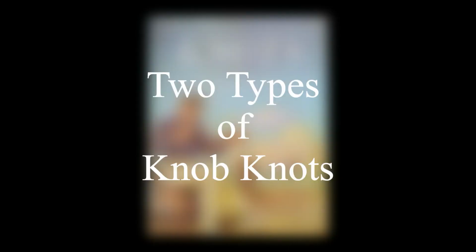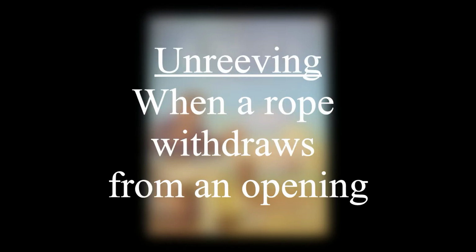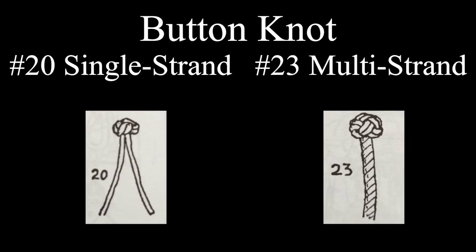Ashley discusses 2 types of knob knots. A knob for this discussion is a bunch tied in a rope to prevent it from unreeving, and as we said earlier, unreeving means withdrawing from an opening. The first type of knob knot is a stopper knot, which is a knob with the rope end passing out of the top of the knob. The second type of knob knot is the button knot, which has the rope end passing out of the knob and is parallel with the standing part of the rope.